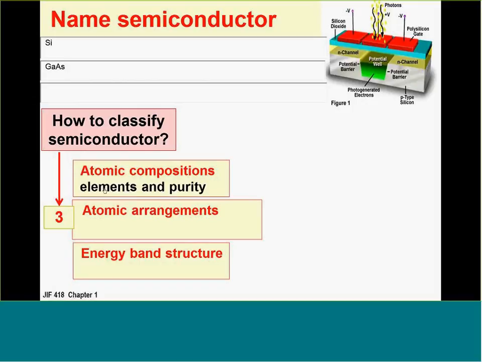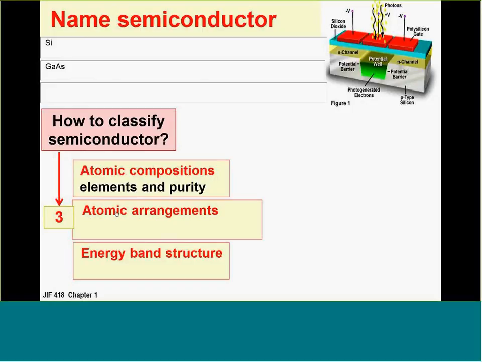So elements means it can be a single element or a multiple combination of elements. As we know, like gallium arsenide, there is no such material that exists in nature. So the thing is, we have to grow them. Okay, so based on element and based on purity.